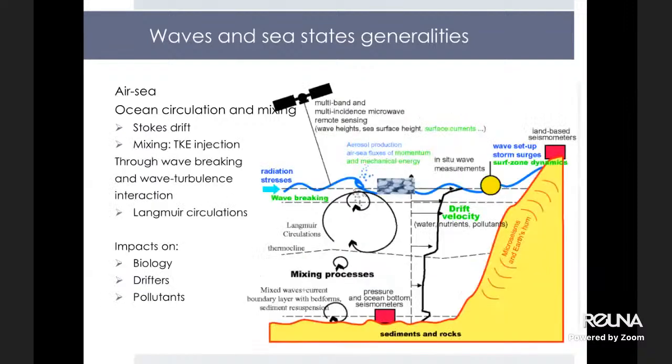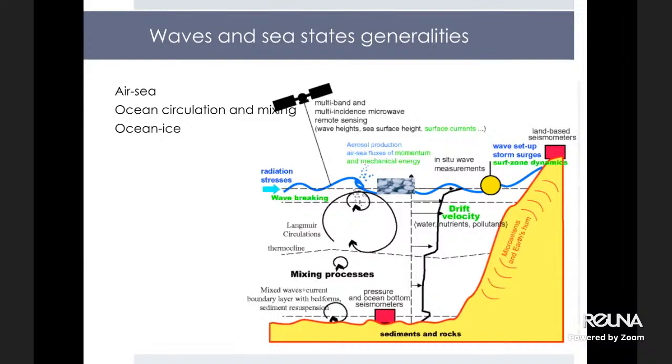Waves also imply stuff about ocean mixing, through wave breaking and wave turbulent interaction. And they can generate what we call Langmuir circulation. That's this relatively large horizontal vertical circulation that is due to the interaction of the wave-induced transport and the mean flow. And this usually arises when the wind blows steadily over the ocean surface. All this impact on ocean circulation and mixing has consequent impact on biology, drifters, or dispersions of pollutants and stuff like that.